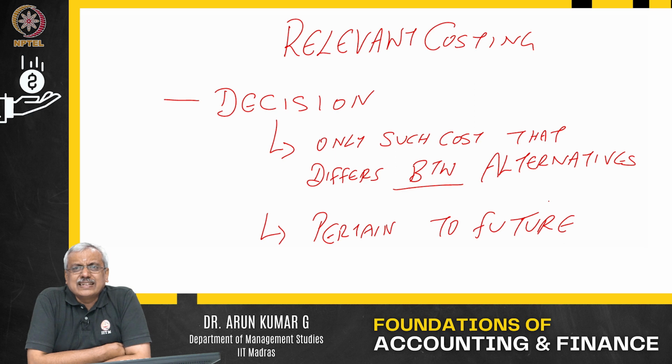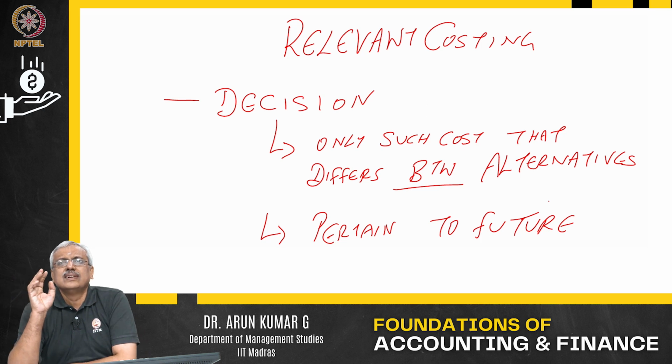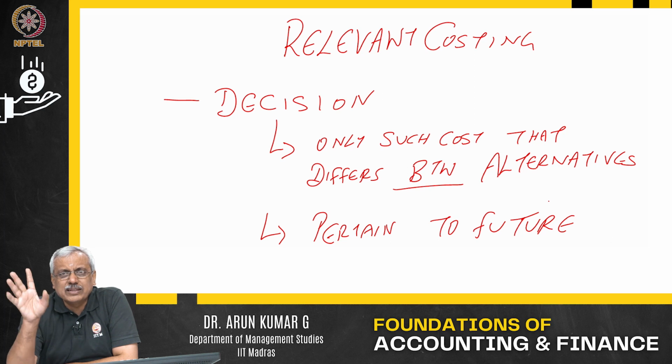When I talked about costing, I talked about something called a sunk cost, the cost which I have already incurred, which is irrecoverable. Such costs are irrelevant for my decision making. I should not even consider such cost for my decision making, because it is irrelevant, it is sunk, it is dead and gone. When I make a decision, here what is the decision? Make the product or buy the product. If I make the product, what is the cost I am going to incur? If I buy the product, what is the cost I am going to incur? That is the difference that is going to be there between these two alternatives.